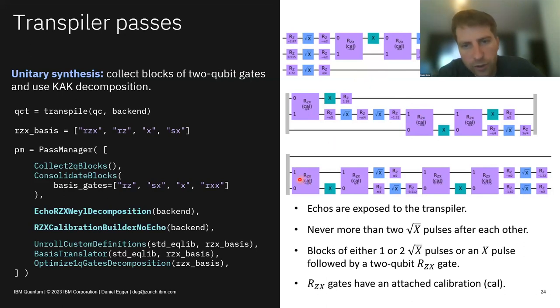And then also another thing to point out here, if you're familiar with Qiskit, you will see now that we have this little cal here, and this simply indicates that we have a pulse attached to the gate.